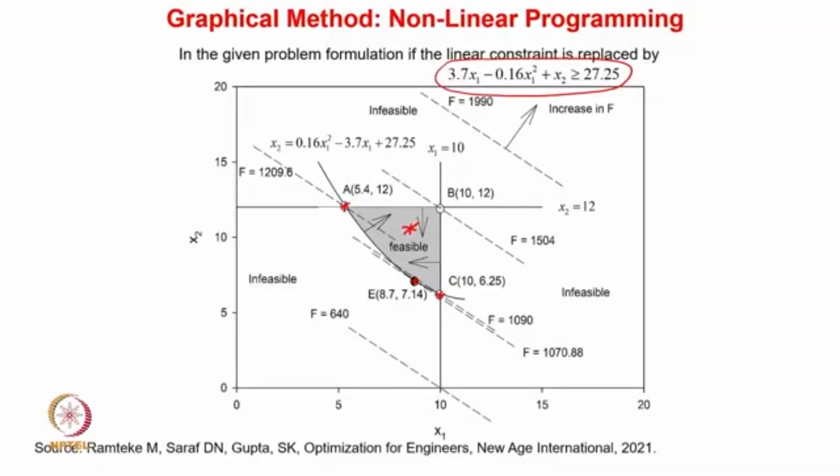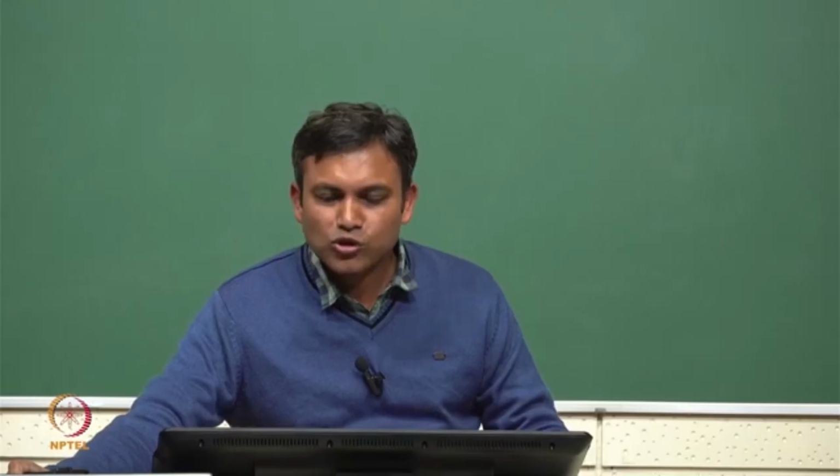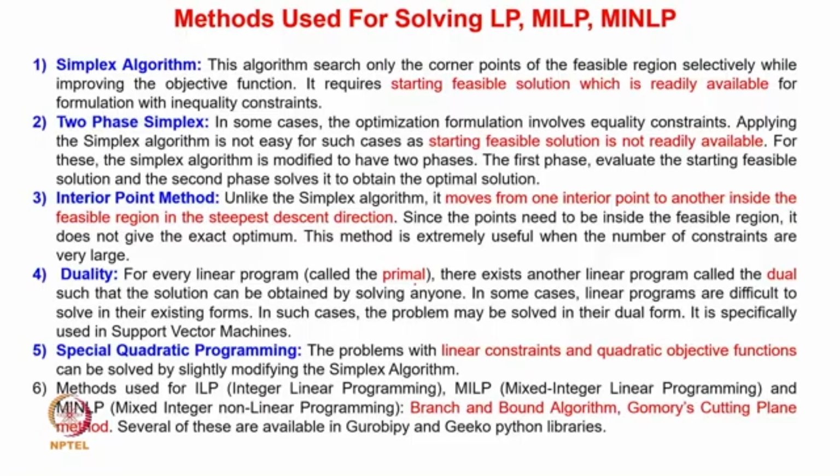Okay. And typically the methods used for solving the integer variable problems are the Gomory's cut method and branch and bound. For non-linear problem formulation, we typically use sequential quadratic programming and the generalized reduced gradient method. Okay. And for linear programming, we use the simplex method and the other interior point methods. These are used for solving the linear programming formulation.